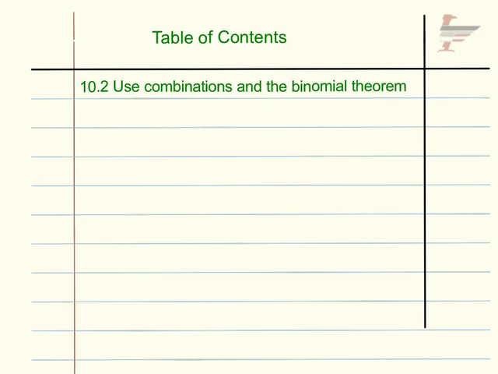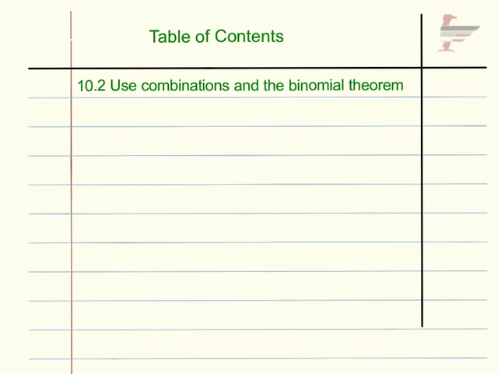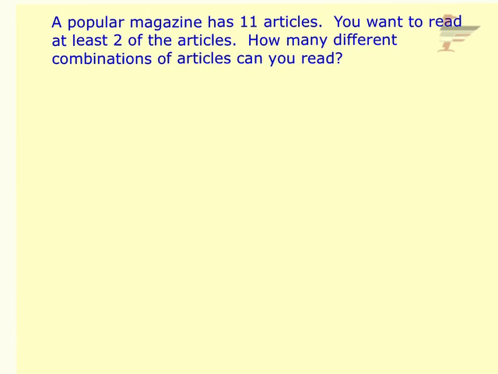Okay, this is the second video for section 10.2, and we're still going to be focusing on using combinations. We're not going to get to the binomial theorem quite yet. So the first problem says, a popular magazine has 11 articles. You want to read at least 2 of the articles. How many different combinations of articles can you read?